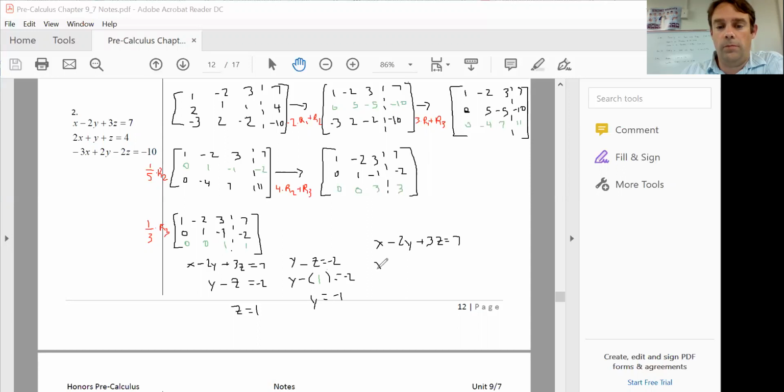So plug our numbers in here. Y was negative 1. Z was 1. And we plug it all up, we get x equals 2. So 2, negative 1, 1.